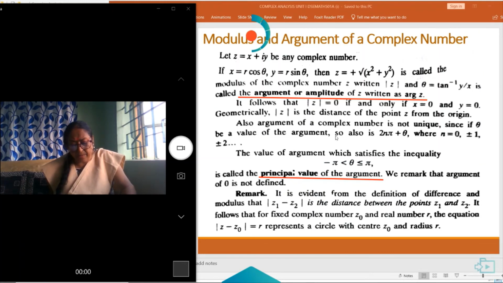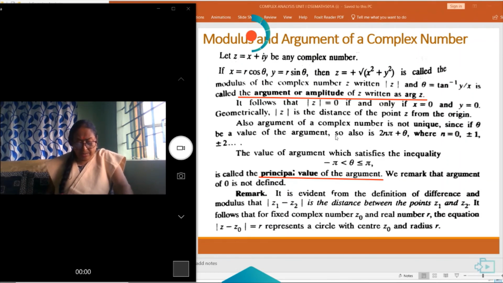Also, the argument of a complex number is not unique, since if θ is the value of the argument, then 2πr + θ, where r = 0, ±1, ±2, is also a value of θ.